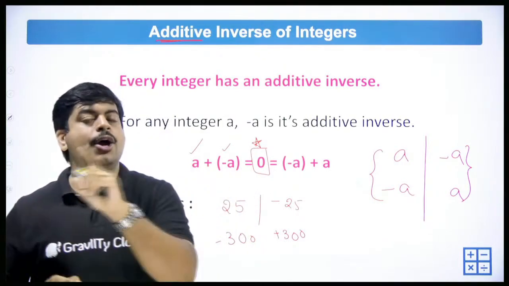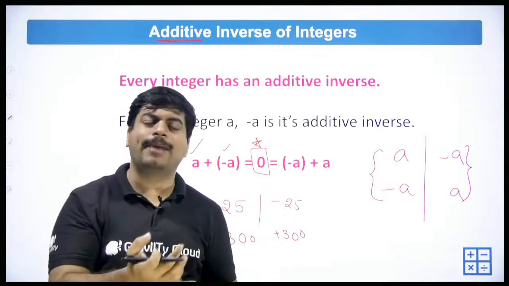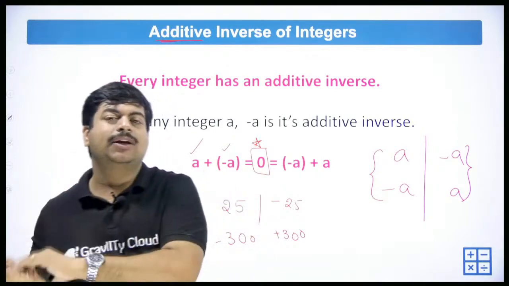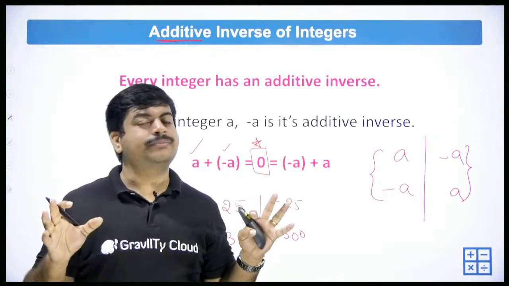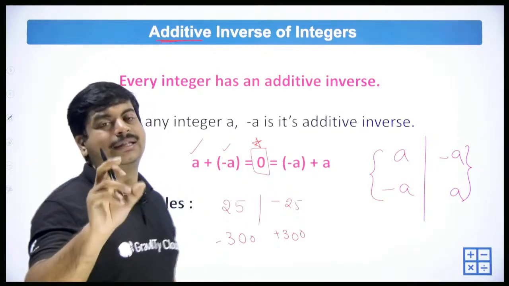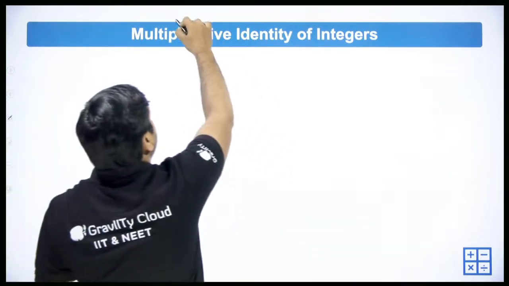Additive inverse, not identity. Identity means you should get the same number back. You should not get 0. Inverse means for a positive, you should get negative; for a negative, you should get the positive. Right? That is about additive inverse and additive identity. Next, we will go forward to learn what is a multiplicative identity.